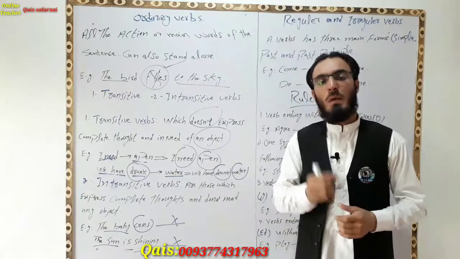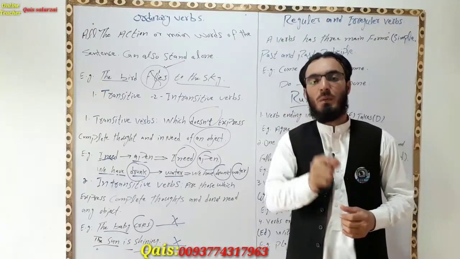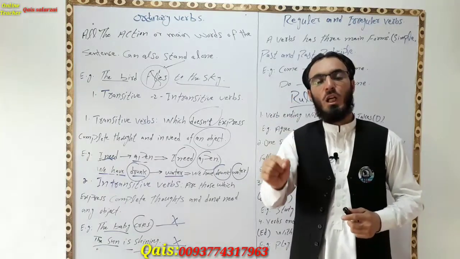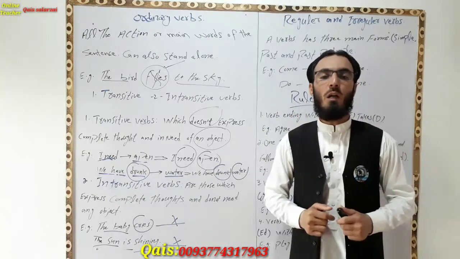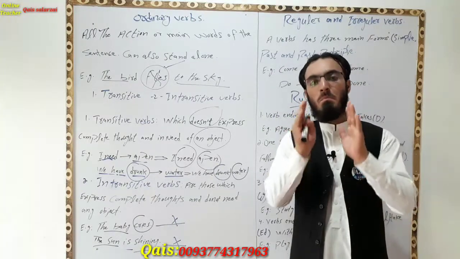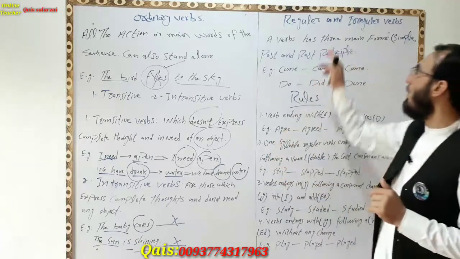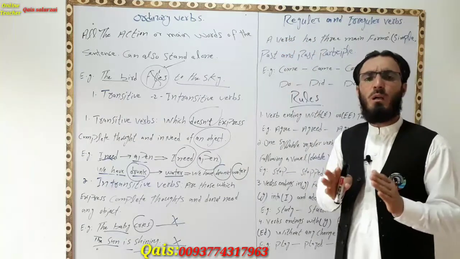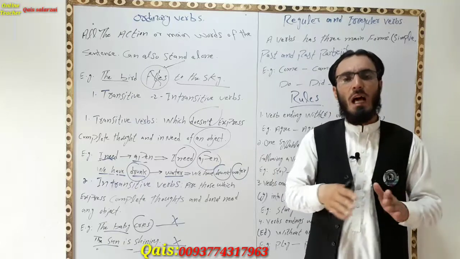My dear, regular verbs, in simple words, are all those verbs that take ed or ied at the end to change to the second and third form. These are called regular verbs. All regular verbs are based on ed to change to second and third. And irregular verbs are the opposite of regular. You can say a verb that doesn't take ed to change its form to second and third is also called irregular.